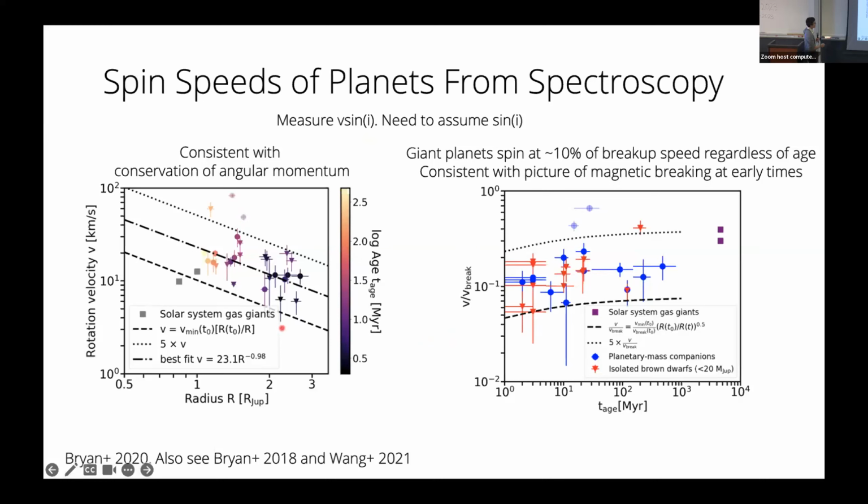One is that we've, again, proven the conservation of angular momentum. Planets start out puffy, and as they cool over time, they contract to smaller and smaller radii. What we found is that planets' spin speeds generally increase as they contract, following angular momentum conservation. But additionally, regardless of age, we see planets are generally spinning at about 10% of breakup speed. This is consistent with the picture of magnetic braking at early times.